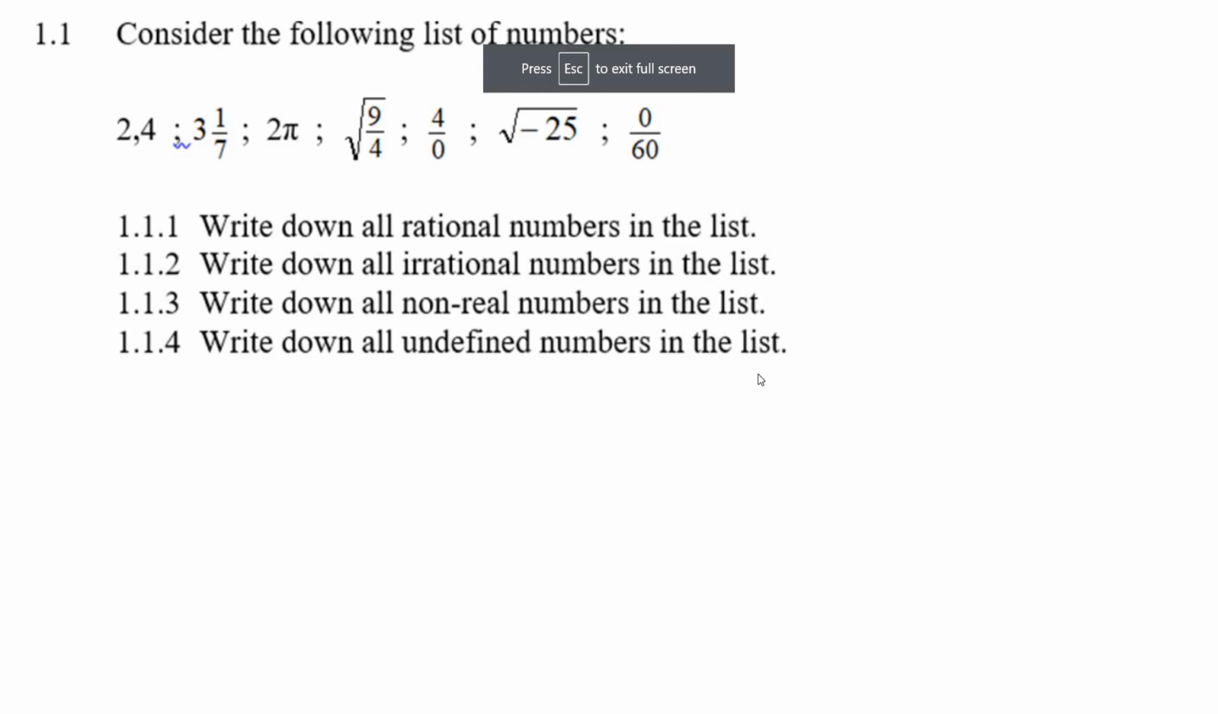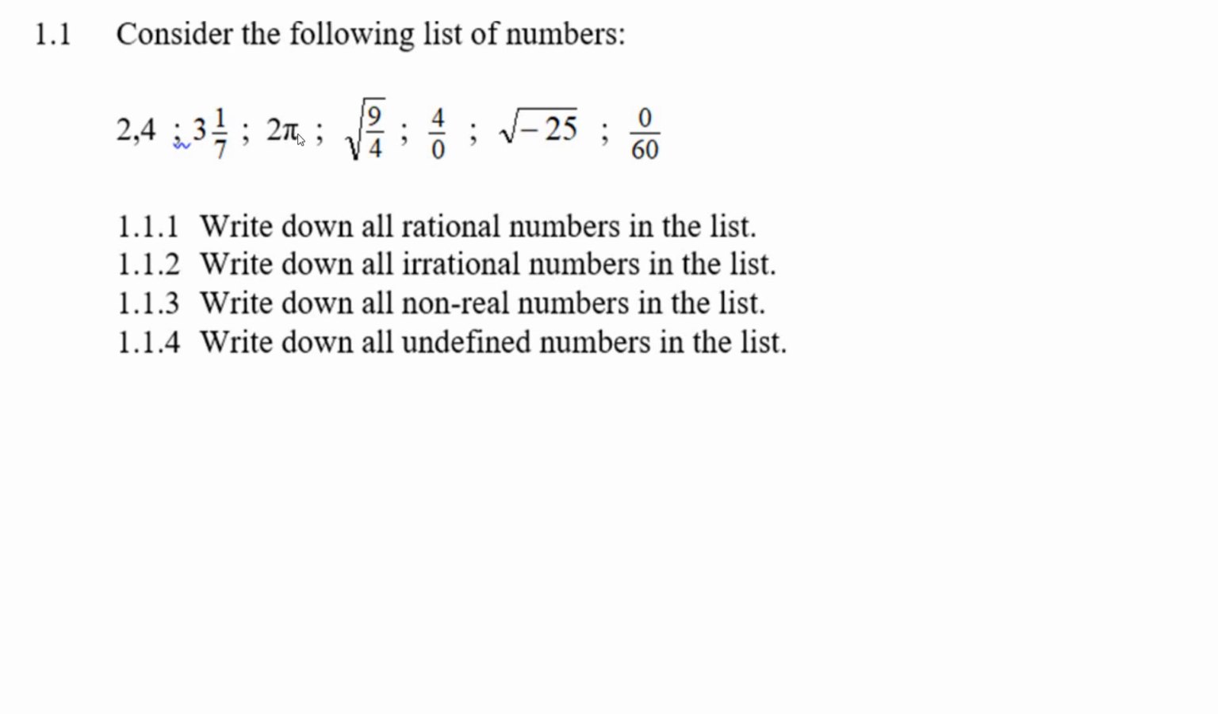Okay, this is question 1.1 of the grade 10 tutorial, and let's just get started. Write down all the rational numbers. Rational means a number can be written as a ratio of counting numbers, negative and positive, and 0. So let's see. Well, this is really 22 over 7. That's rational. A ratio of integers.